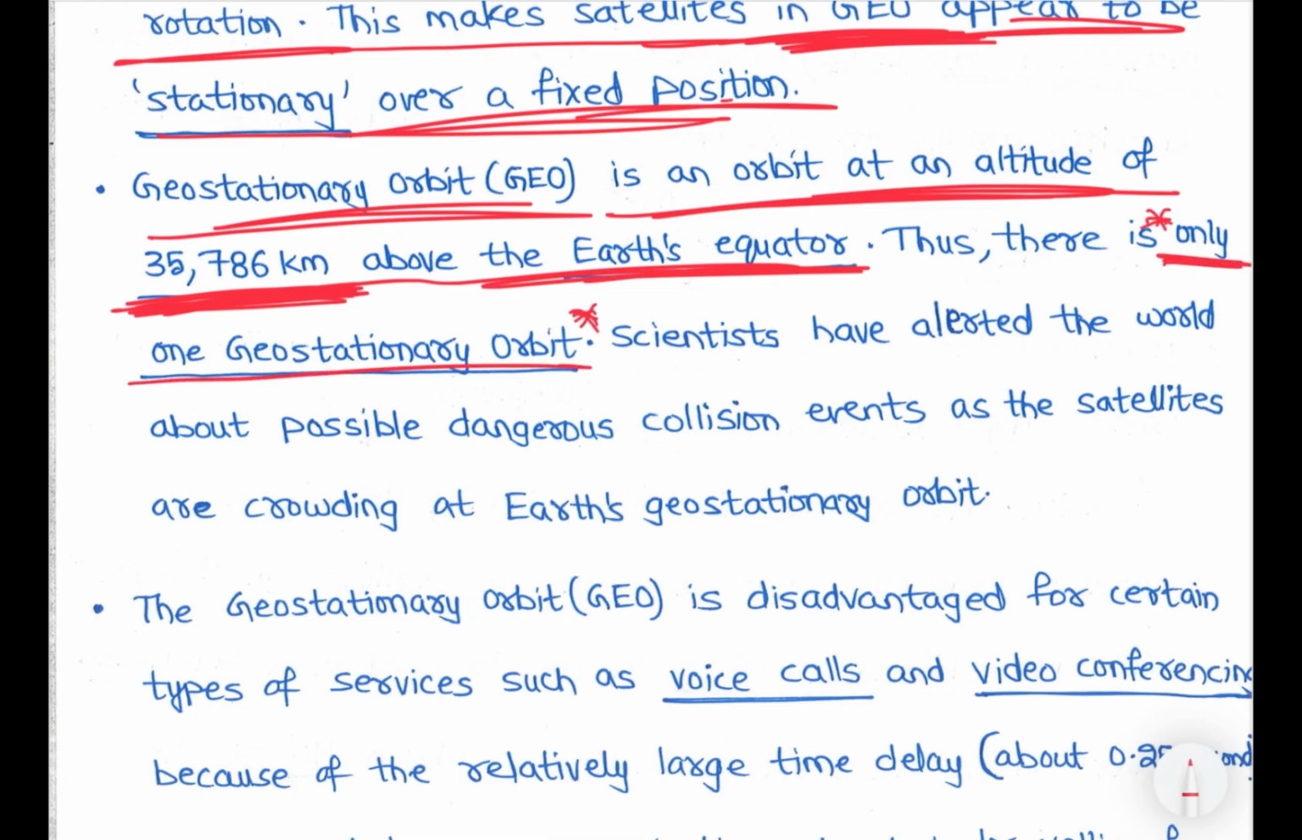So एक ही है भाई, equator है, right? Equator पे एक ही है, right? एक ही orbit है, right? So there is only one geostationary orbit.